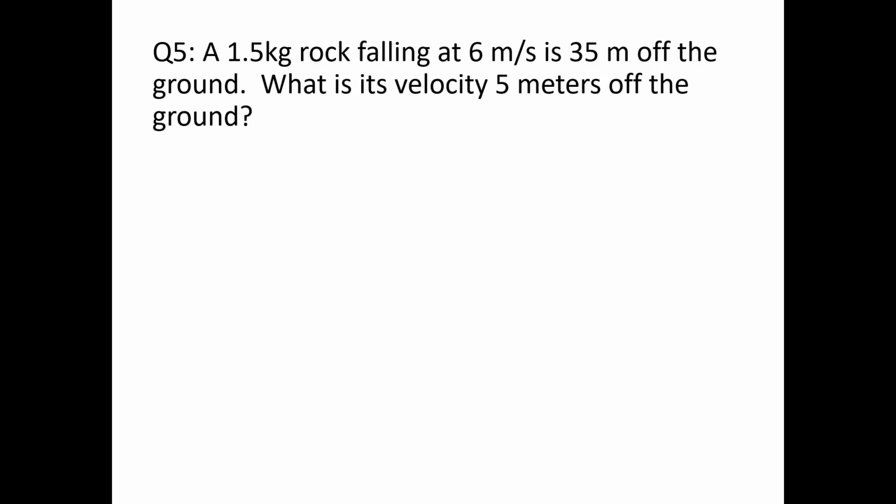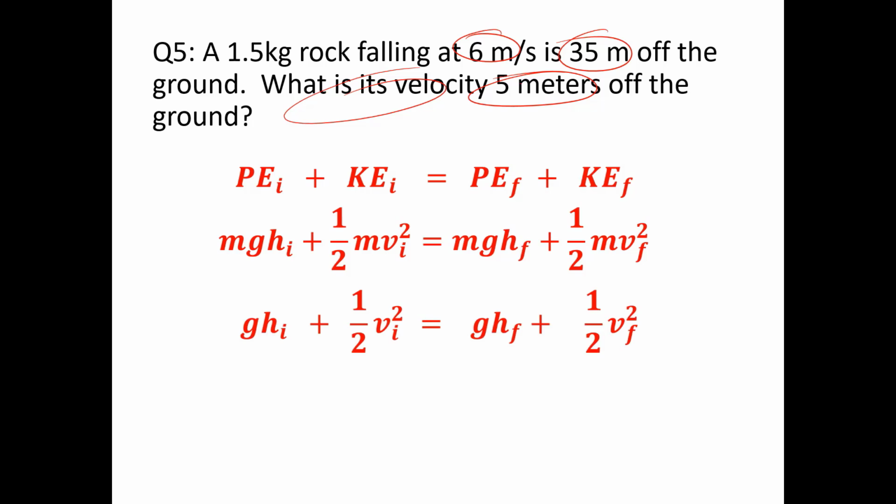Next type of problem. You have a rock that's falling. It's 35 meters off the ground. It's asking you what is the velocity when it's 5 meters off the ground. So this is what we're going to write down, and we're not going to cancel anything out. There's nothing we can cancel out. It's not on the ground. It started falling at the beginning of this problem. It was already falling with a velocity, so we didn't cancel that first part out either. So nothing can cancel out.